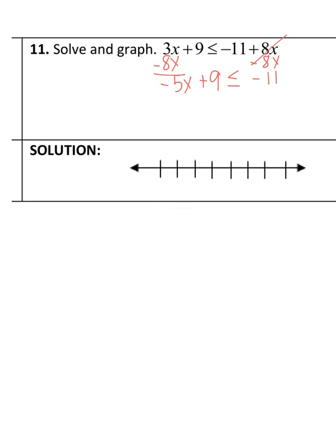So let's get our numbers together now. We can do that by subtracting 9 from both sides, and that's going to leave us with negative 5x is less than or equal to 20.